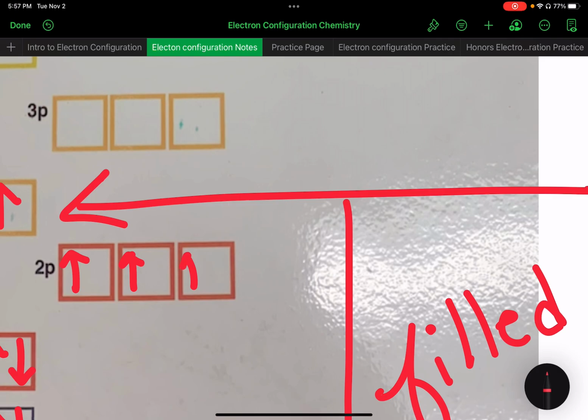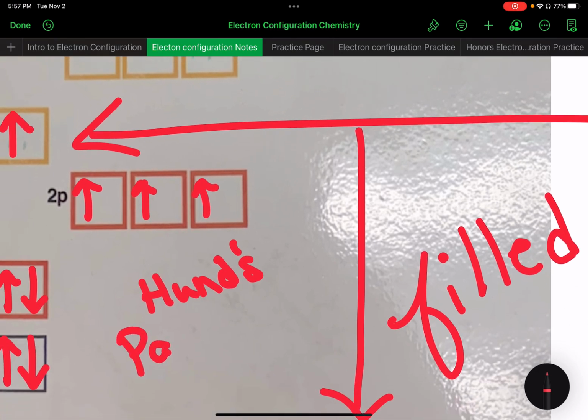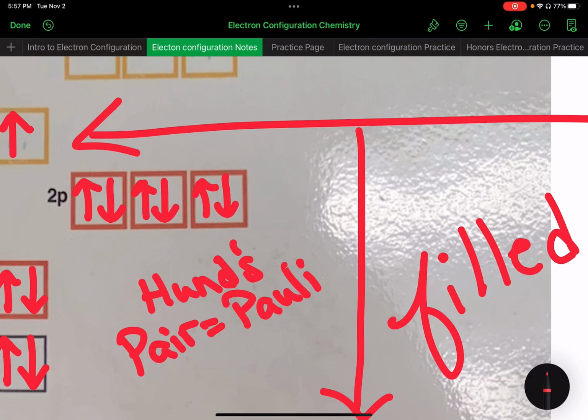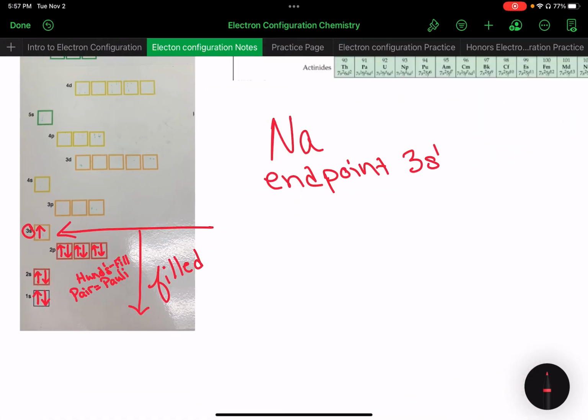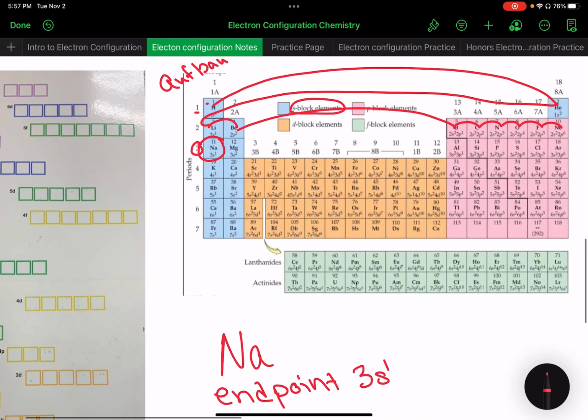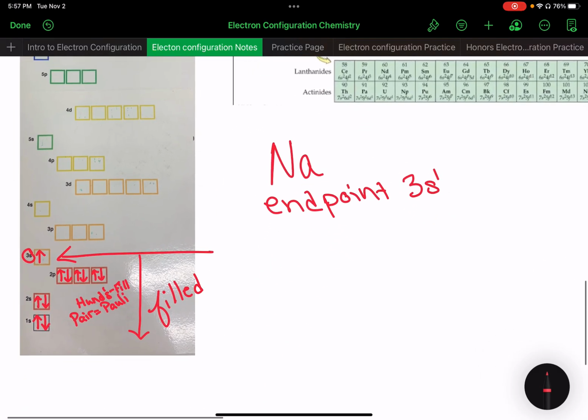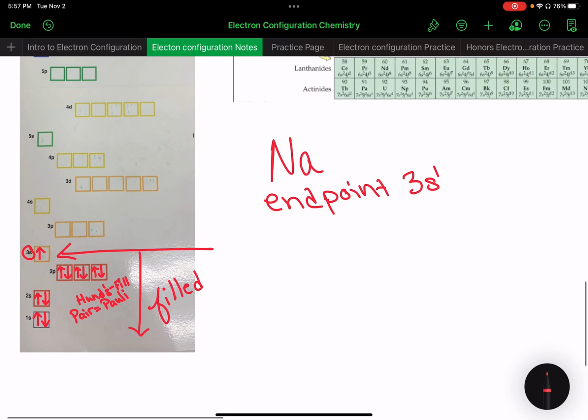1, 2, 3. I filled it based on Hund's rule. And now I'm going to pair because of Pauli. So now I have down, down, down. And then, as we did earlier, we went to our endpoint, we slid down to row 3, and now I'm there. So again, some people like to think about finding their endpoint first, and as soon as you hit their endpoint, they fill everything else.